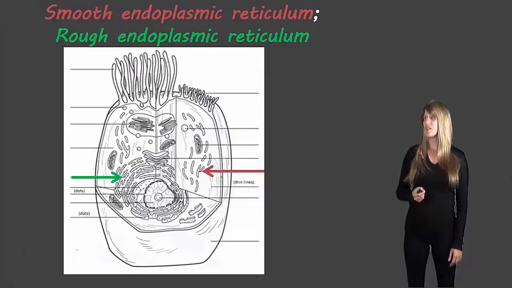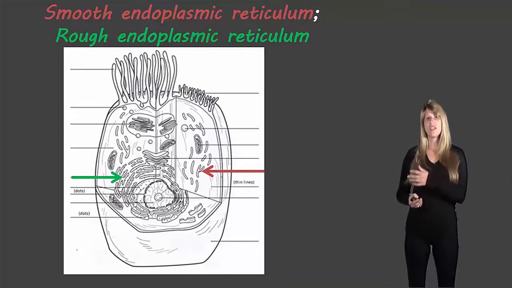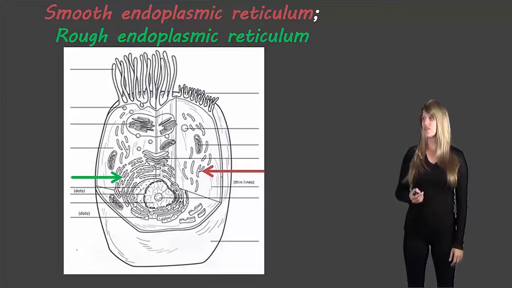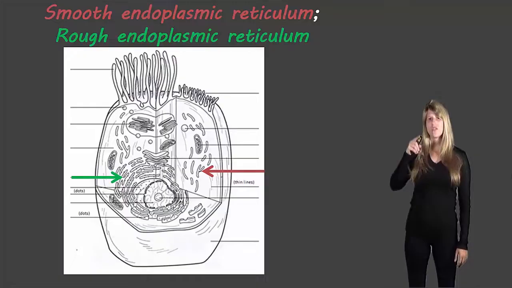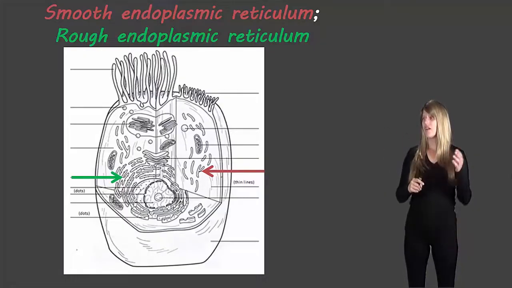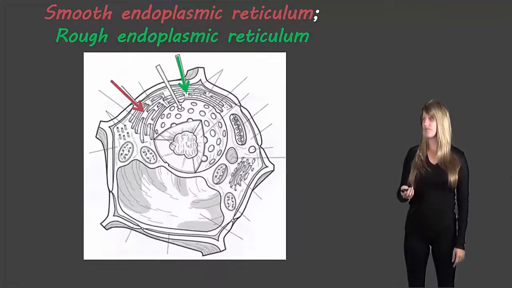Look at the next part: the smooth endoplasmic reticulum and the rough endoplasmic reticulum. These are sometimes abbreviated to SER and RER. So the smooth endoplasmic reticulum on this diagram is shown over on the right, and it's sort of these smooth little flattened circles, and then on the left they look very similar, only there are dots on top of it.